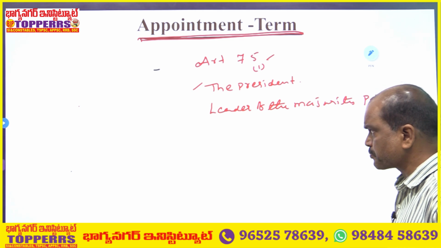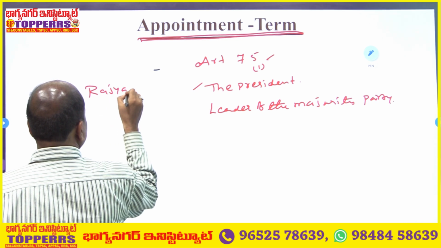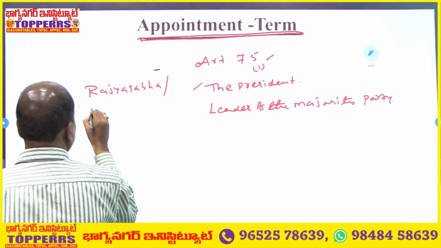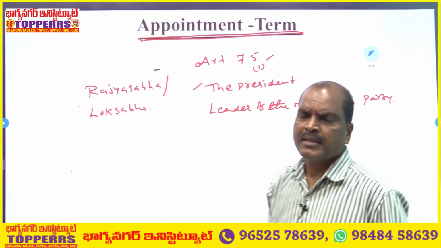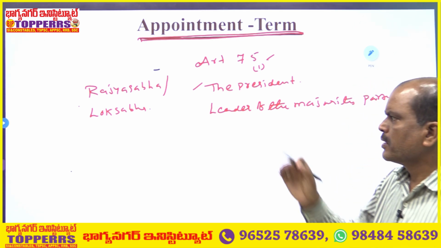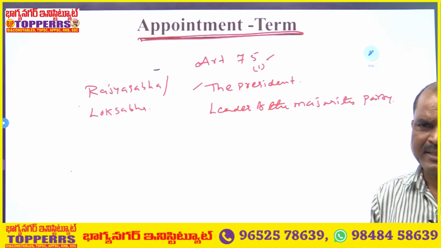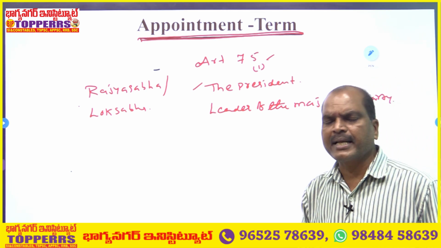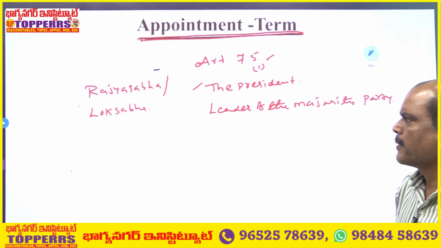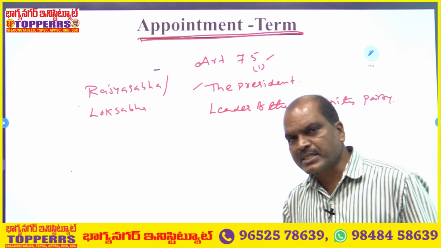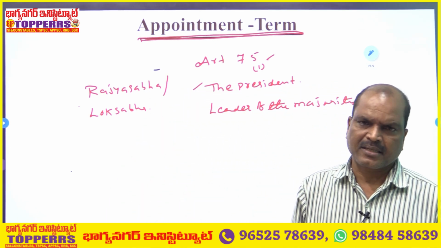Now next one. The Prime Minister may come from Rajya Sabha or Lok Sabha. Both houses are in Parliament. But in general, the Prime Minister comes from Lok Sabha because the Lok Sabha members are elected by the people directly. But according to the Constitution, the Prime Minister can come from Lok Sabha or Rajya Sabha. Nothing wrong.